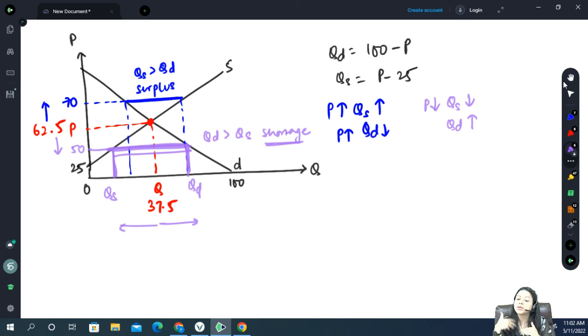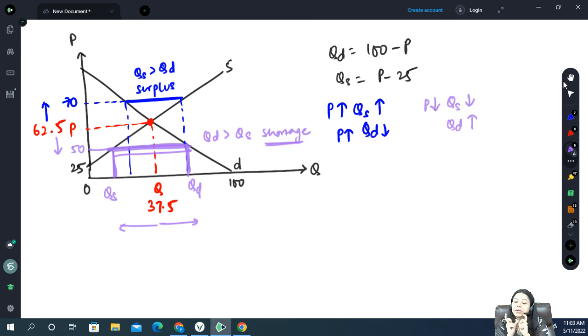Now, when you have a shortage in the market, for example, what happened at the time of COVID, when the COVID started, there was a shortage of what? Sanitizers. But that situation was different. That was not due to the change in price. So let me just take, for example, suddenly the price of a particular good decreases. So the demand for that will increase, but the supply will decrease. That will create a shortage in the market.